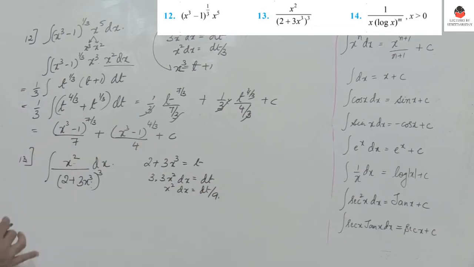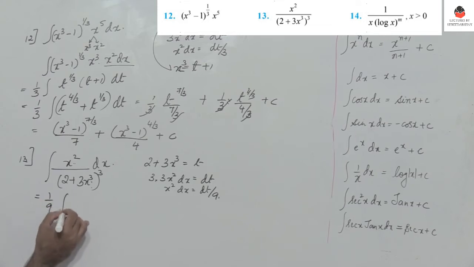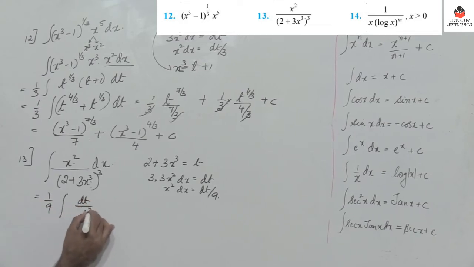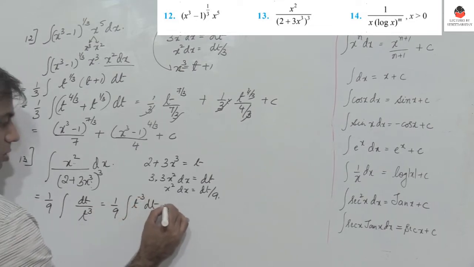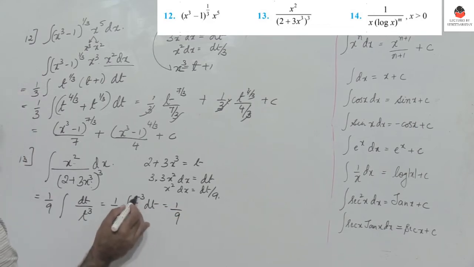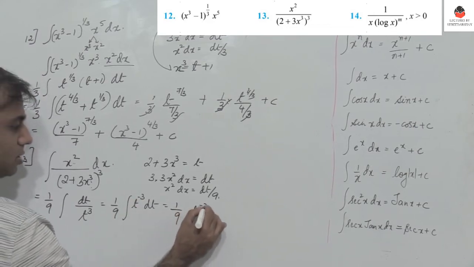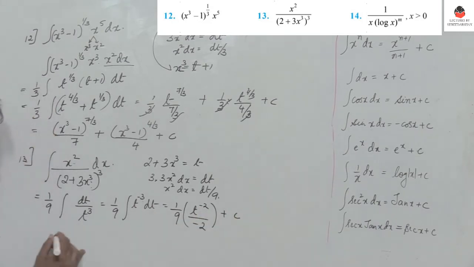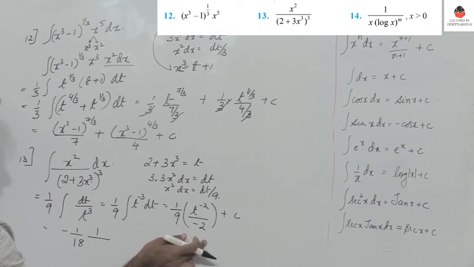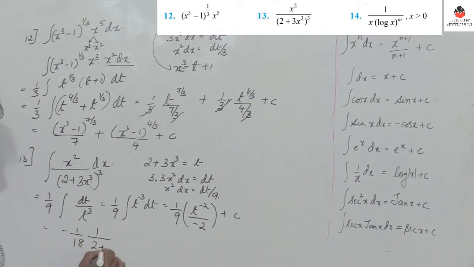Alright, so here you have 1 by 9 integral dt divided by t cube. So it is 1 by 9 integral t power minus 3 dt. So it is 1 by 9 t power minus 3 plus 1, which is t power minus 2 divided by minus 3 plus 1, which is again minus 2, plus c. So this is minus 1 by 18. T power minus 2 is 1 by t square, and t is 2 plus 3x cube, the whole square, plus c. So this is the answer.